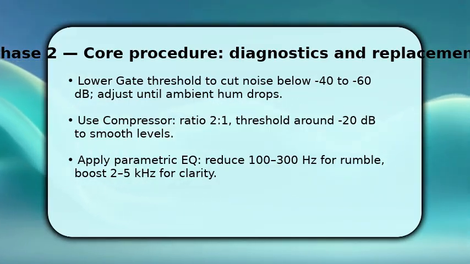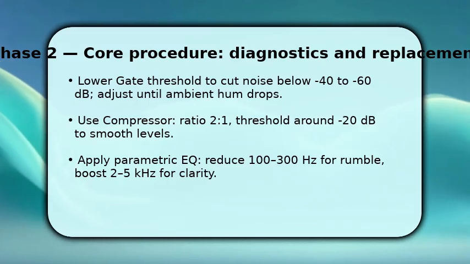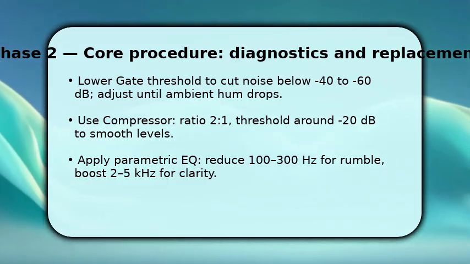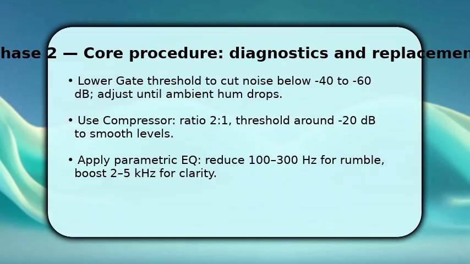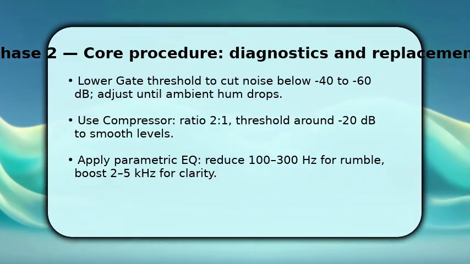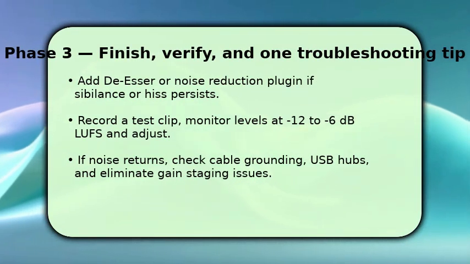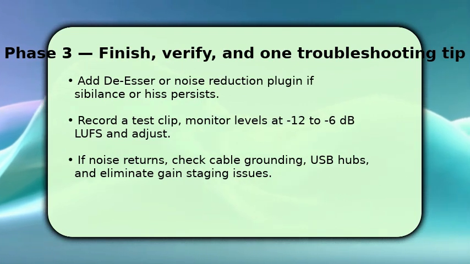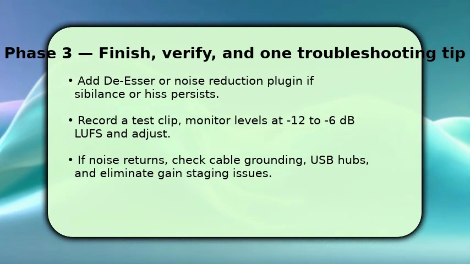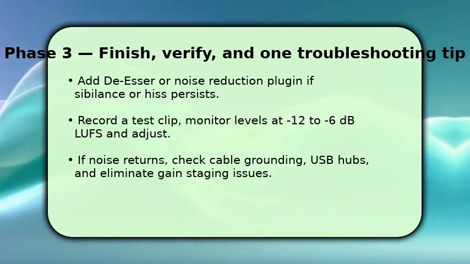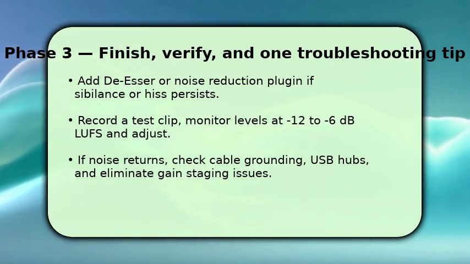Then open the equalizer and cut low rumble around 100 to 300 Hz, while gently boosting 2 to 5 kHz for intelligibility. You'll finalize by adding a de-esser or a third-party noise reduction plugin if sibilance or high-frequency hiss remains, and then record a test clip. Make sure peak levels sit around -12 to -6 dB LUFS so there's headroom for processing.